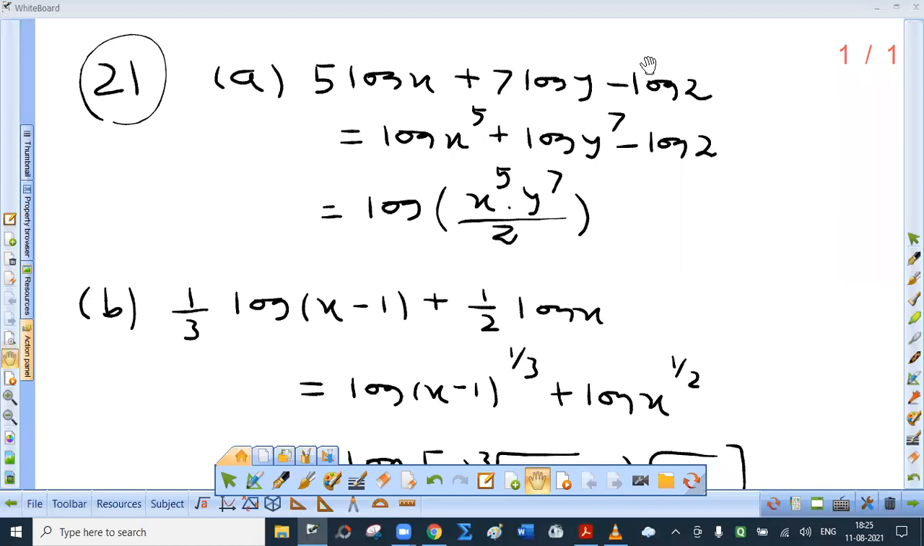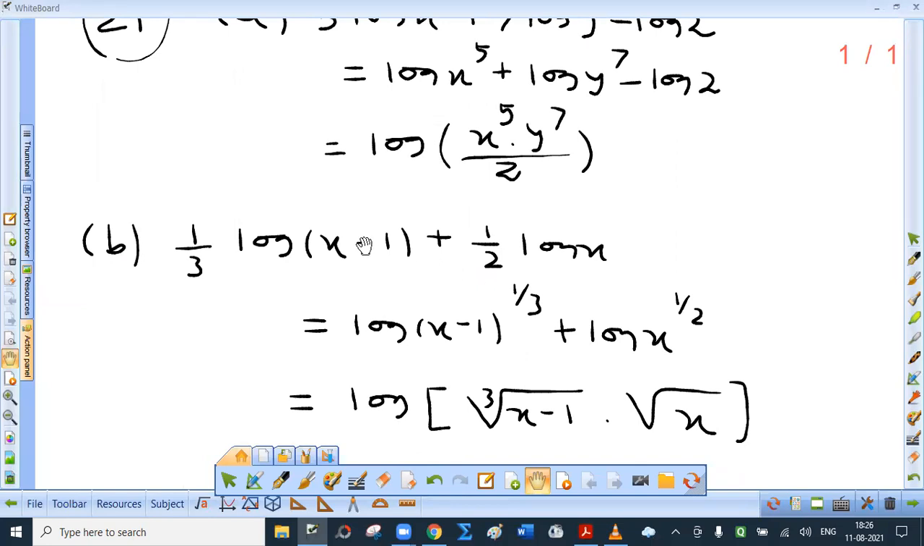21st, write the following expressions as a single logarithm. A part, 5 log x plus 7 log y minus log z. Now it is n log m, log of m raised to n. So log of x raised to 5 plus log of y raised to 7 minus log z. That is log of x raised to 5 into y raised to 7 upon z. Reason, log m plus log n is log mn, and log m minus log n is log of m upon n.